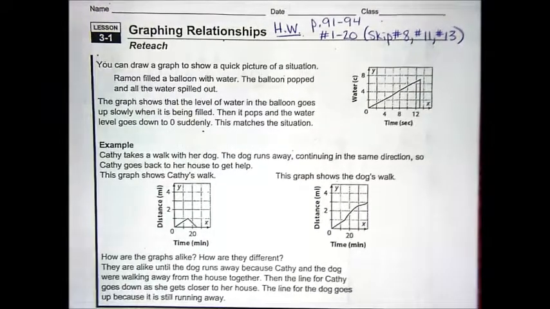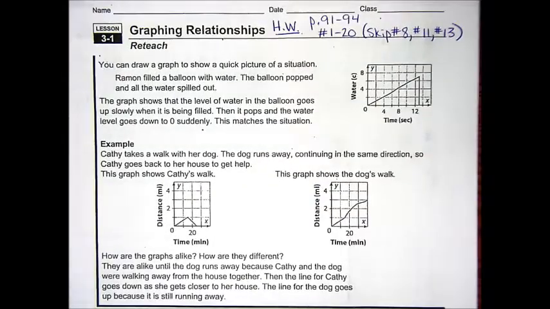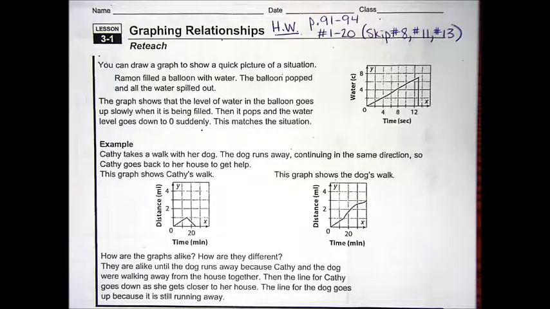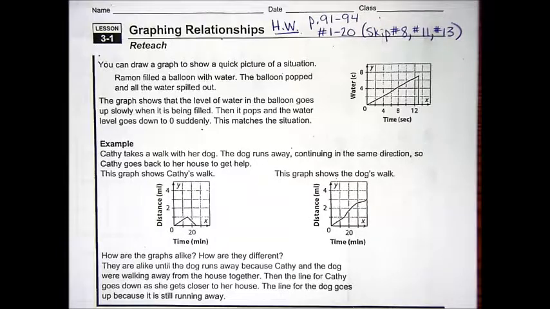Okay, hello everyone. Today we are going to learn lesson 3.1 on graphing relationships. This is our first lesson in our new module on functions and modeling. We're going to take a look today at how we can take two quantities and relate them together in a nice visual display on a graph.